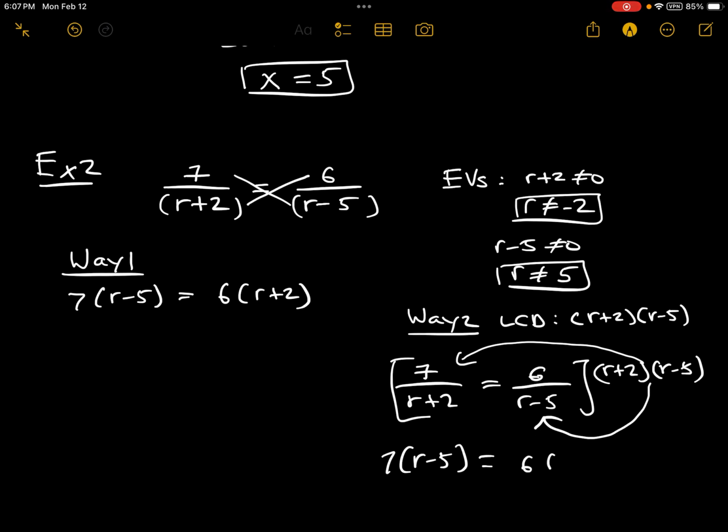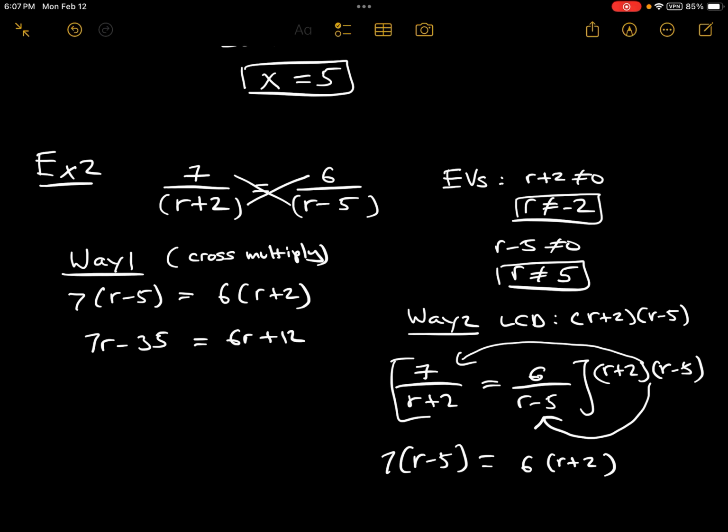And you can only cross multiply when you have a single term on both sides. So, continue by solving this problem by combining like terms, distributing and simplifying. You're going to get 7r minus 35 is equal to 6r plus 12. Combine your r's. If I move the 6r over, I'm going to get 1r. And then if I add 35 to both sides, I'm going to get r equals 47.